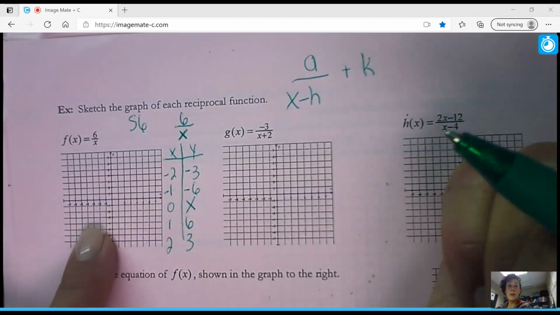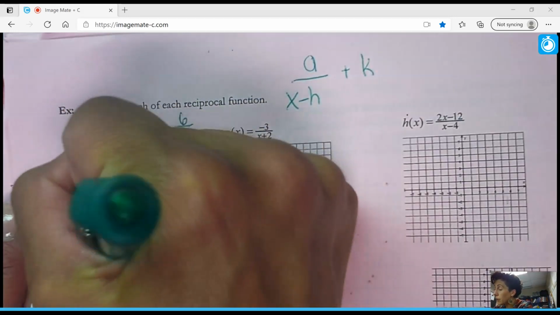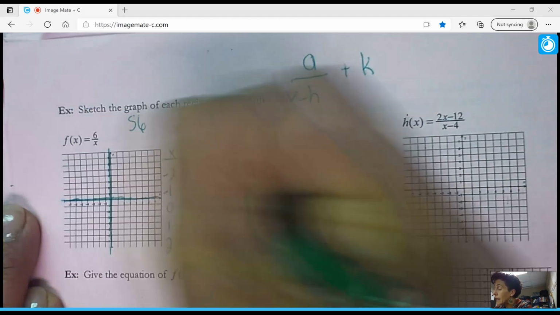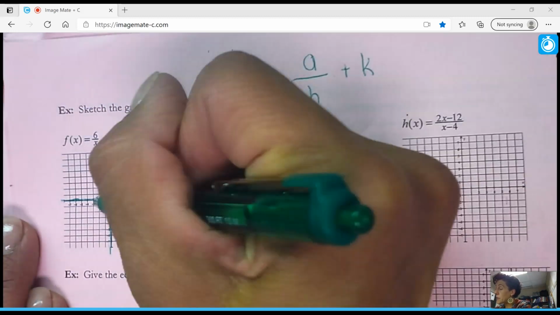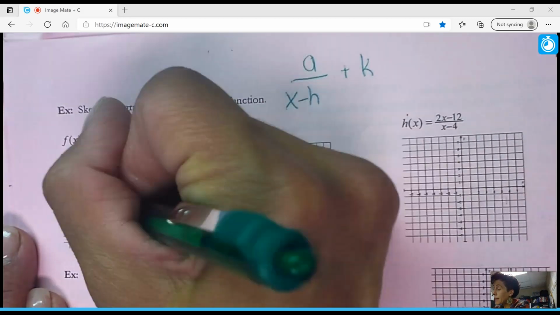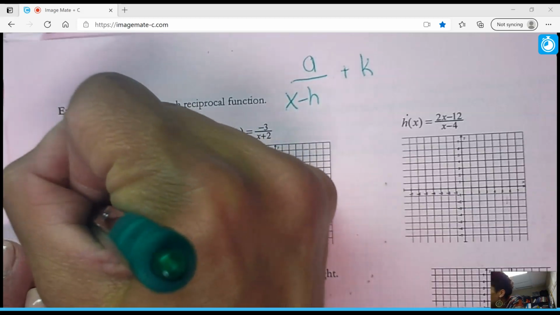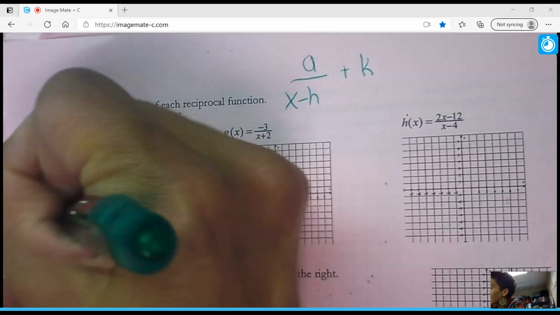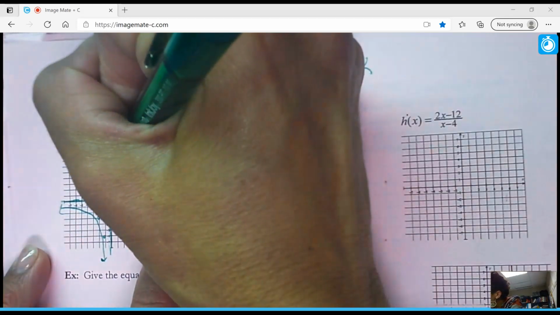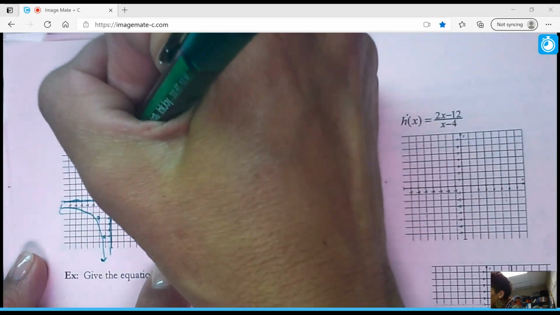Now there are no h and k's, so my walls will stay where they are on the original x and y axis. And now I'm going to graph -2, -3, and I'm going to graph -1, -6, and I'm going to make my curve. I didn't hit that point, but that's okay. And then I'll graph 1, 6, and 2, 3, and graph that curve.